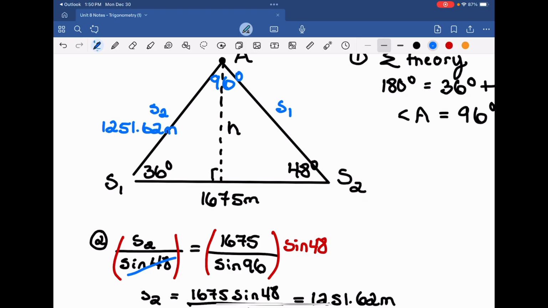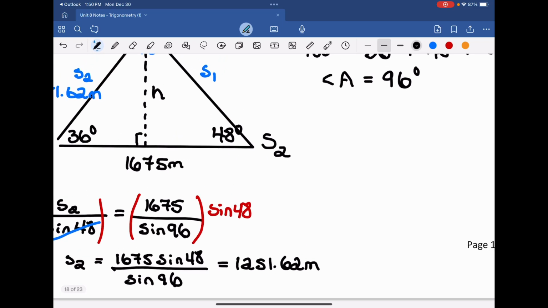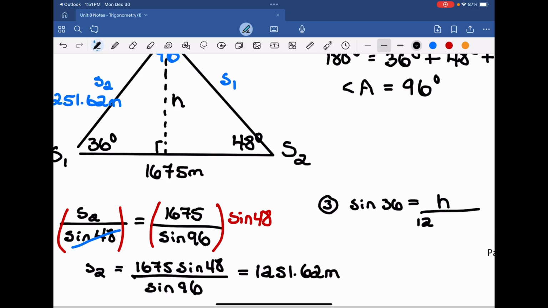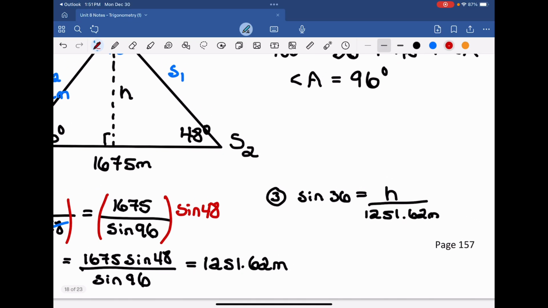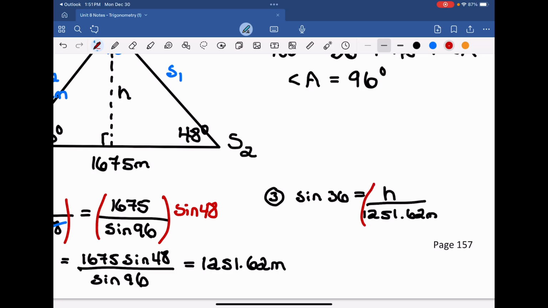Now what we can do is a simple sine function to figure out what the height, or the altitude, is, because we know the angle. We know this is a right angle triangle. We have opposite over hypotenuse, this is the sine ratio. So we're going to use the sine ratio on this side, and we're going to go for step number 3. Sine of 36 degrees is equal to the altitude, or the height above the ground, divided by the hypotenuse, which is this 1251.62 in meters. In order to eliminate the 1251.62 from the denominator, we're going to multiply both sides by 1251.62 meters. There we go.